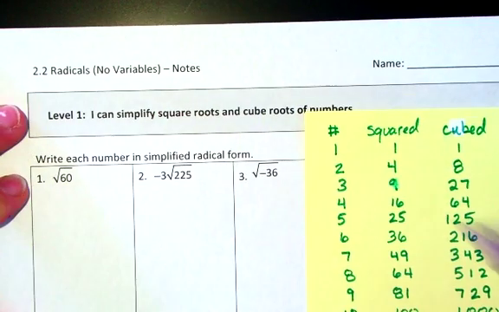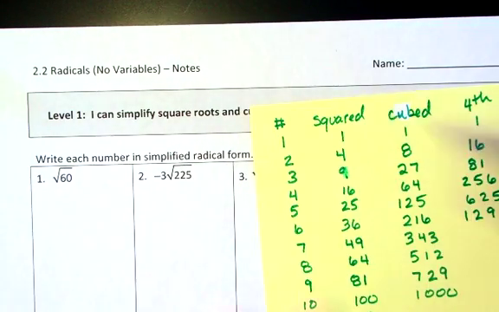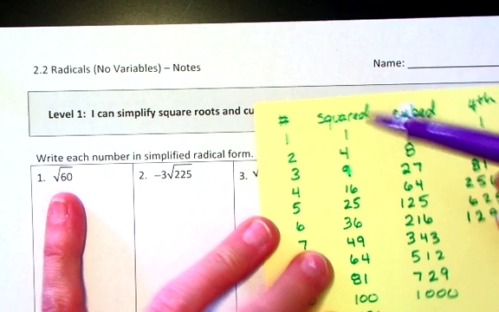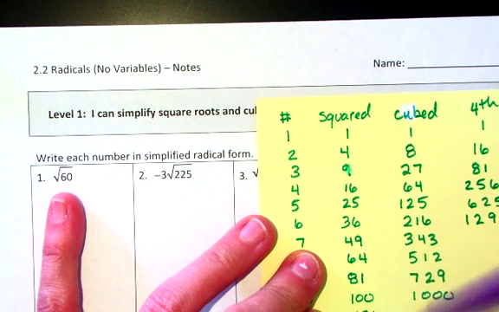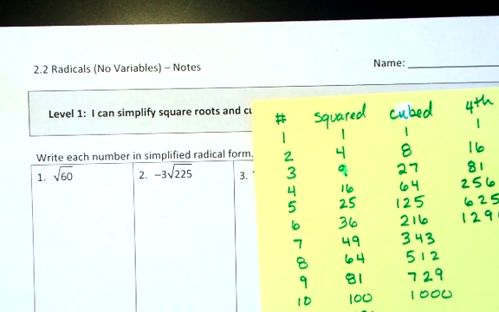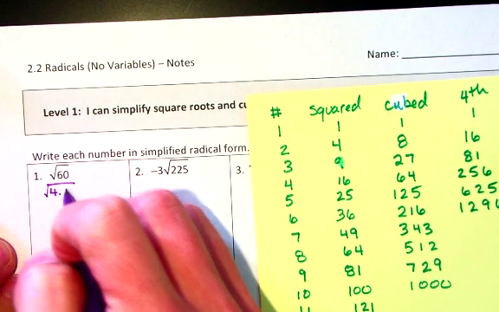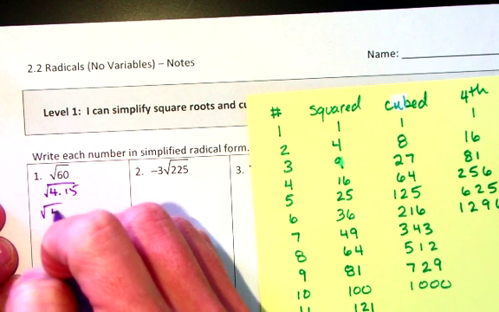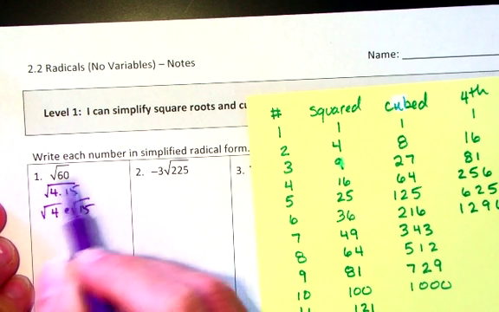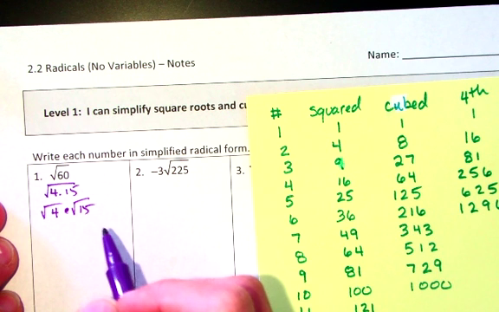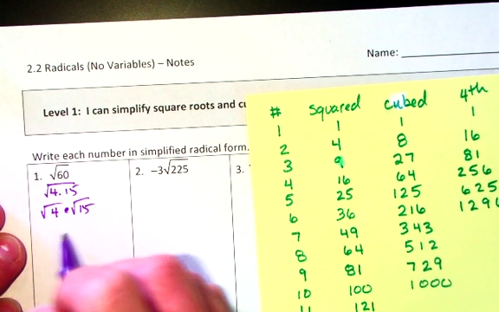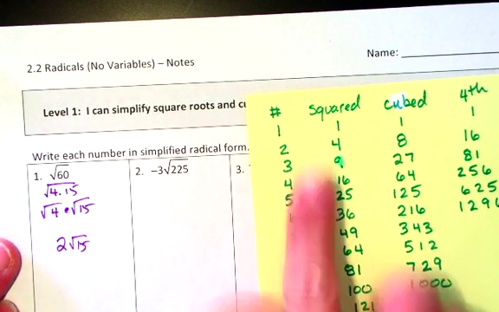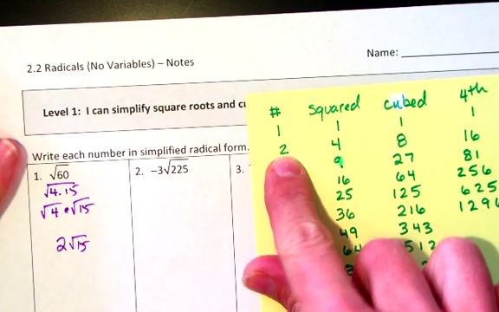If we have the square root of 60, we take a look. This is the square root, so I'm looking at perfect squares. Are there any numbers in here that go perfectly into 60? Offhand, the only one that I'm seeing is 4, right? 4 times 15. So we can rewrite this as the square root of 4 times 15, which is the square root of 4 times root 15. Now, obviously, I'm writing a lot of extra stuff in here. You guys do not need to write all these extra steps, but this becomes then 2 root 15, because the square root of 4 is 2, okay?